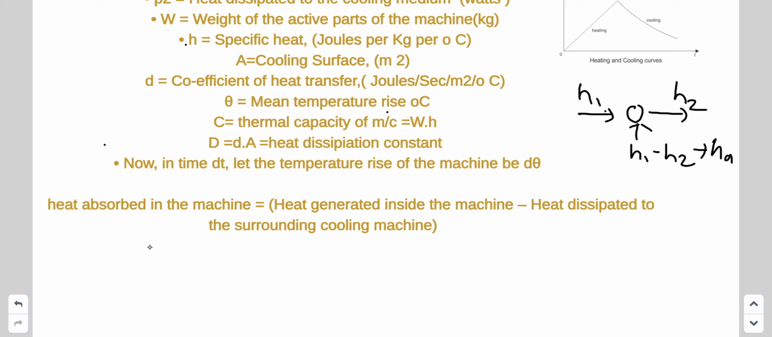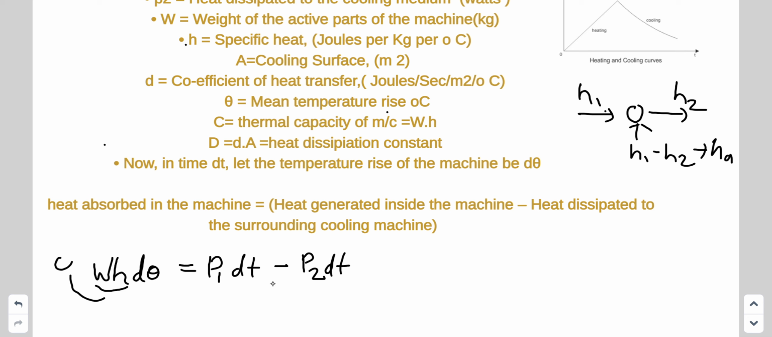So we can write it as: heat absorbed in the machine is W, weight of the machine, into heat capacity of the machine, in temperature d theta, is equal to heat generated in the machine, P1. P1 is heat developed in dt time minus heat dissipated in the surrounding in dt time. Now WH is C, thermal capacity of the machine.